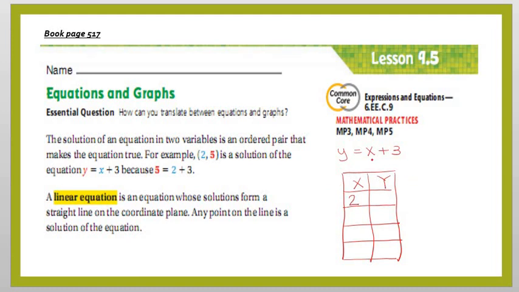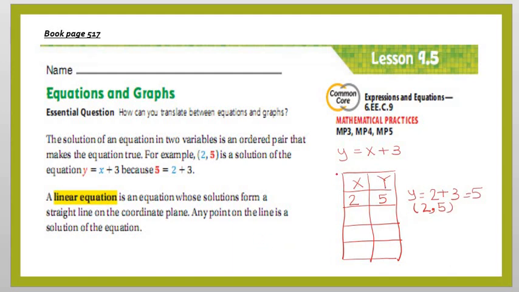Let's substitute in this equation. y equals, remove the x and put what? 2. Okay, then complete, plus 3. 2 plus 3 equals what? Equals 5. So when x equals 2, y equals what? 5. This is called an ordered pair. I can write it like this, (2, 5).